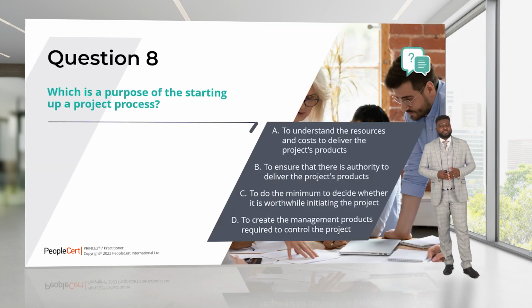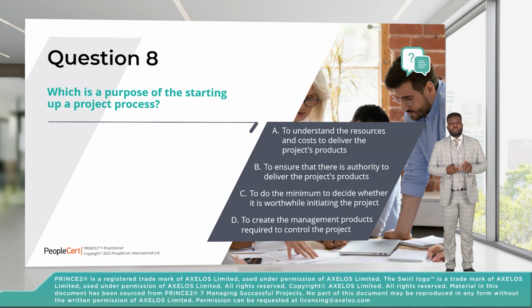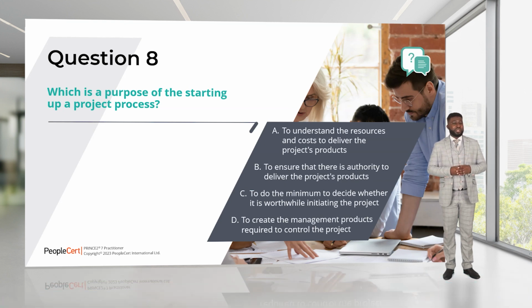Question number 8. Which is the purpose of the starting up a project process? A, to understand the resources and cost to deliver the project's product. B, to ensure that there is authority to deliver the project's product. C, to do the minimum to decide whether it is worthwhile initiating the project. D, to create the management product required to control the project.